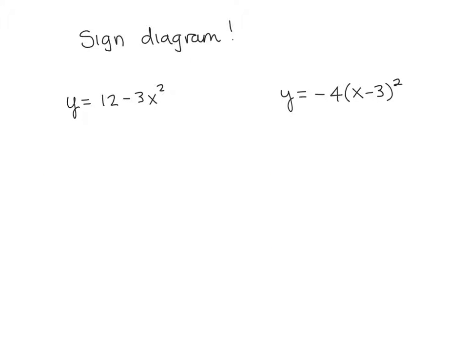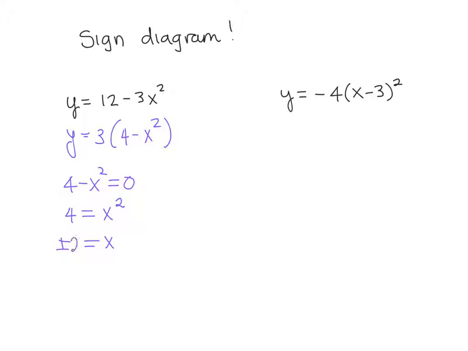More sign diagrams. Alright, so here we're given y is equal to 12 minus 3x squared. Well, we notice that there is a common factor, so we can pull out the 3 and make it 4 minus x squared. Let's find the zeros of this. So 4 minus x squared is equal to 0. So that tells us 4 is equal to x squared. Therefore, x has to be plus or minus 2.